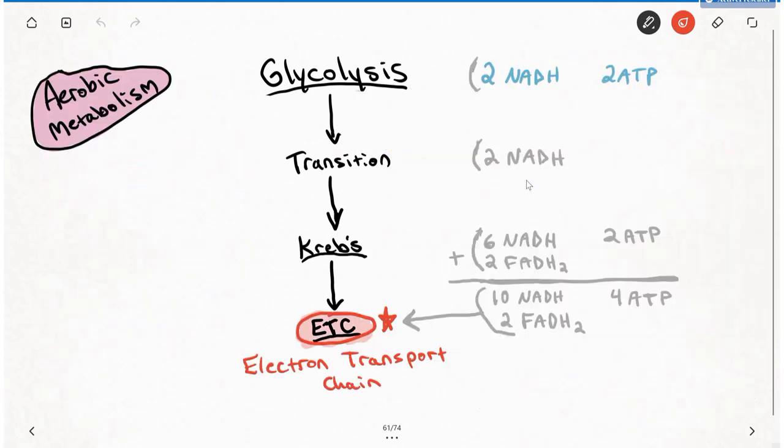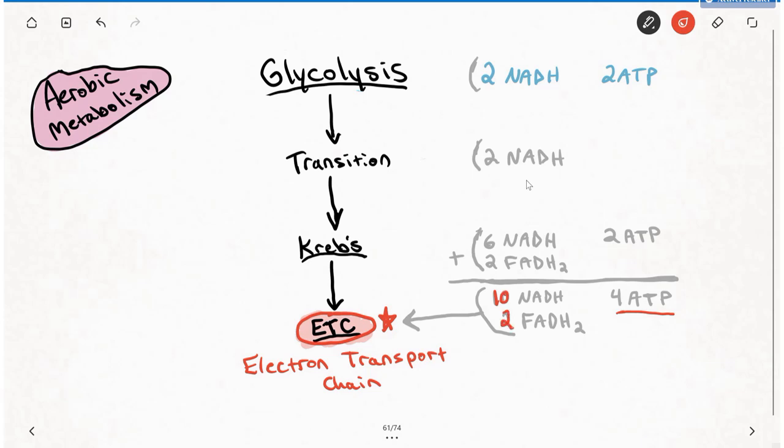Now, at the end of the electron transport chain, we are going to see how many ATPs total these make, because the ATPs that we've already made, the 4 ATPs, they just stay ATPs. Nothing happens to those anymore. Once you hit ATP, you're done. But we have these 10 NADHs and 2 FADH2s.